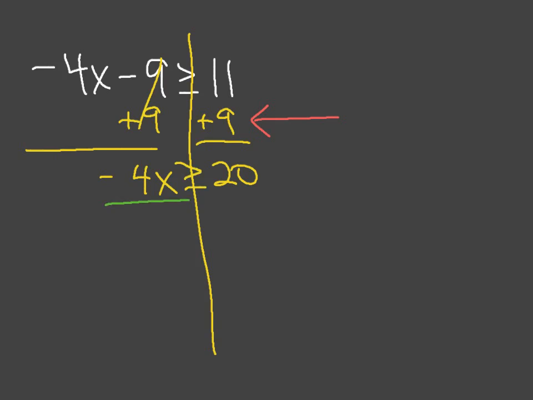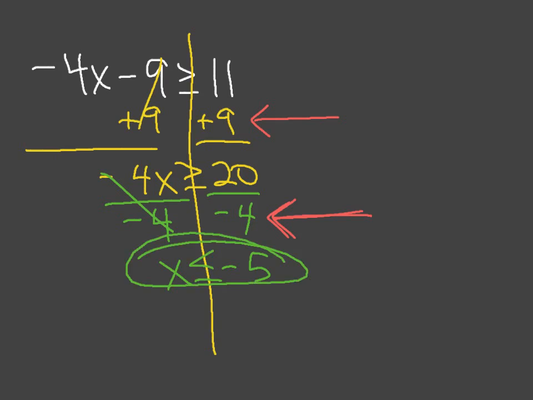Next, to get the x by itself, I'm going to have to divide by a negative 4. x, the other side I have negative 5, and I need to ask myself, is my symbol going to stay the same, or is it going to change? So if I look at the step that I just completed, did I multiply or divide by a negative number? Yes, I did. I divided each side by negative 4. So my symbol's not going to stay the same. It's going to change, and it's going to point the other direction.